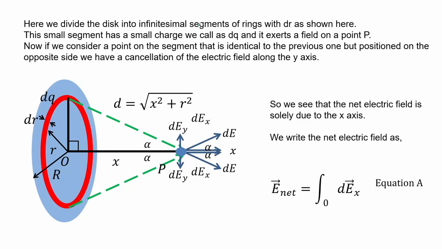Here we divide the disk into infinitesimal segments of rings with dr as shown here. This small segment has a small charge we call dq and it exerts a field on a point P. Now if we consider a point on the segment that is identical to the previous one but positioned on the opposite side, we have a cancellation of the electric field along the y-axis. So we see that the net electric field is solely due to the x-axis. We write the net electric field as equation A.